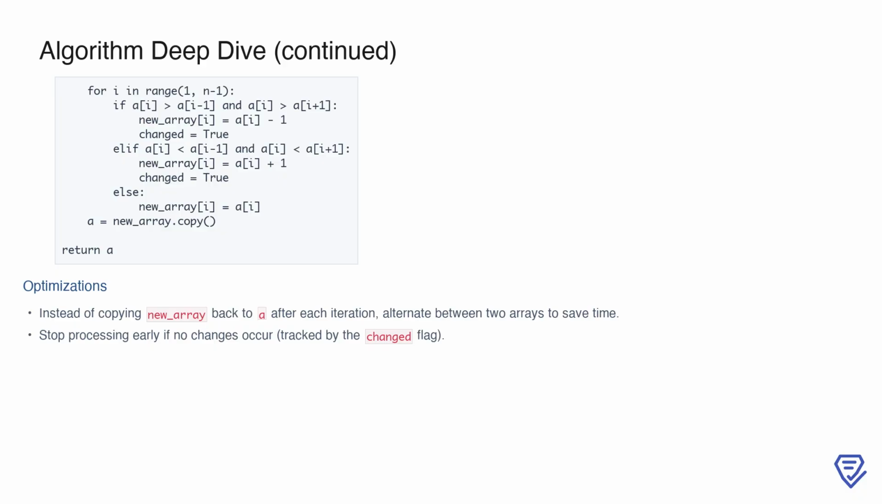There are also opportunities for optimization. Instead of copying new_array back to A after each iteration, we can alternate between two arrays to avoid unnecessary copying. Additionally, by leveraging the changed flag, we can terminate the process early if no updates occur during an iteration, saving computational time. These optimizations help make the algorithm more efficient while maintaining its correctness.